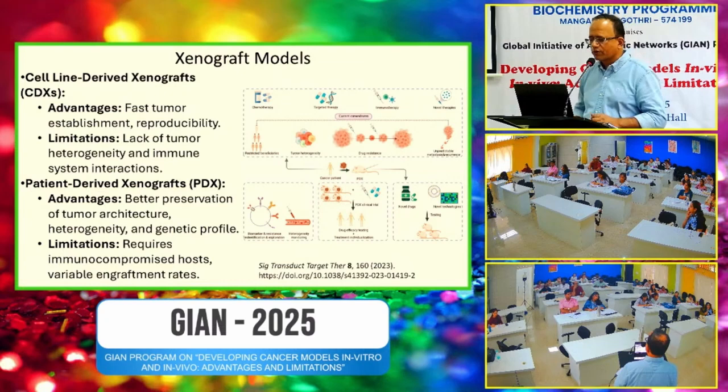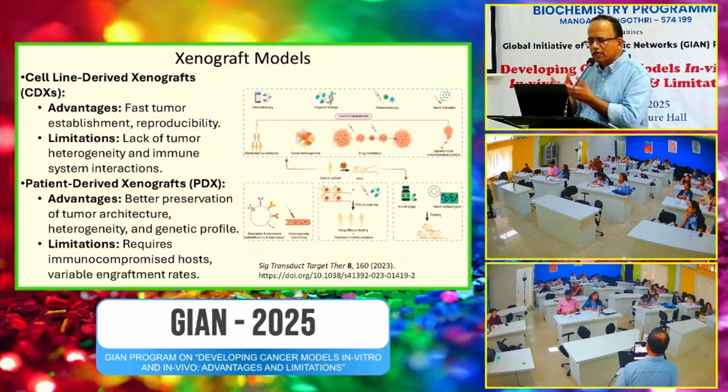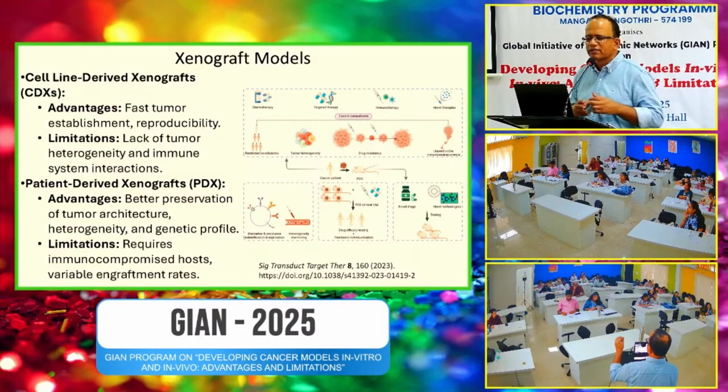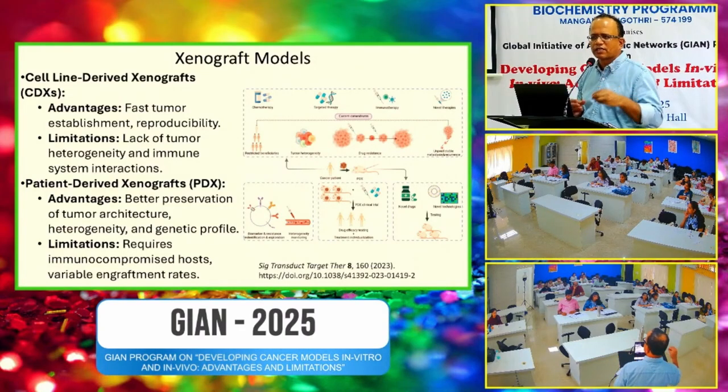When you take the xenograft models, there are cell line derived xenograft models. The advantages are that you can establish a tumor easily, and there is reproducibility. The limitation is the lack of tumor heterogeneity. You don't see heterogeneity in the cell line derived tumor. For example, I was telling you about the human cell line. You take it and there is no heterogeneity there. You just study the drug, and the tumor goes down.